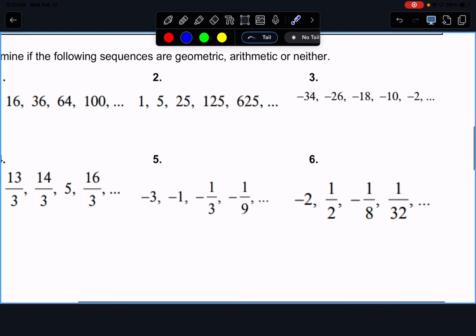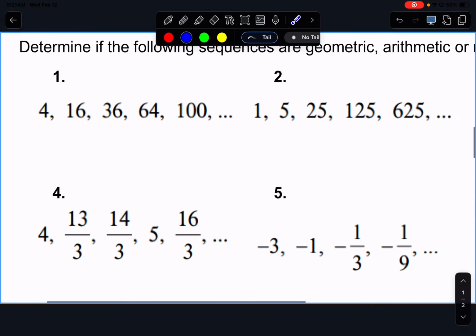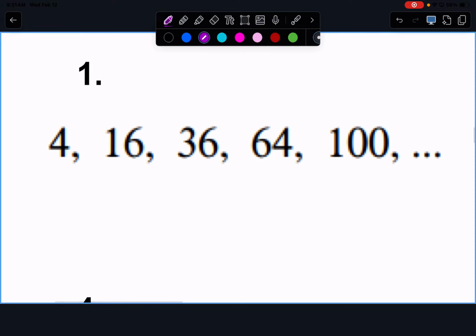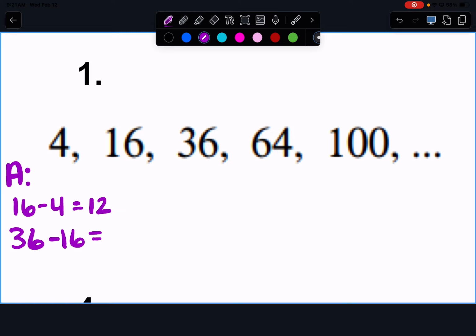Okay? So I want us to look at number 1. We're going to look at the difference and the ratio. To figure out if it's arithmetic, we'll say 16 minus 4. What is that? 12. And then we'll do the next one, 36 minus 16. What's that? 20. Are those two things equal? Since those two differences are not equal, it is not arithmetic.